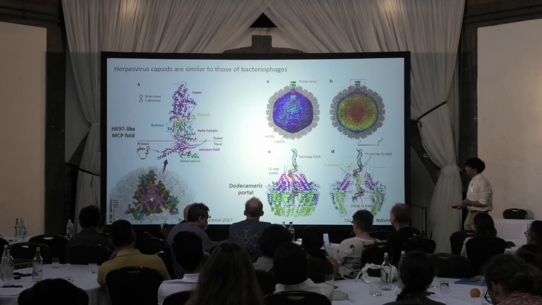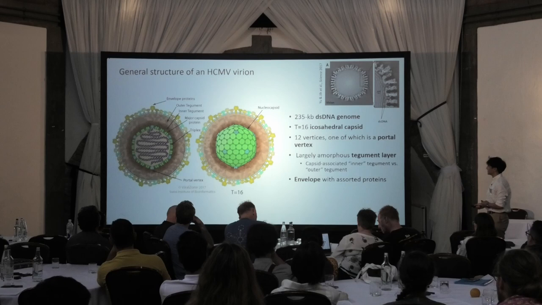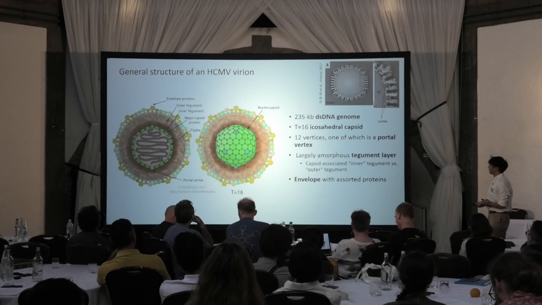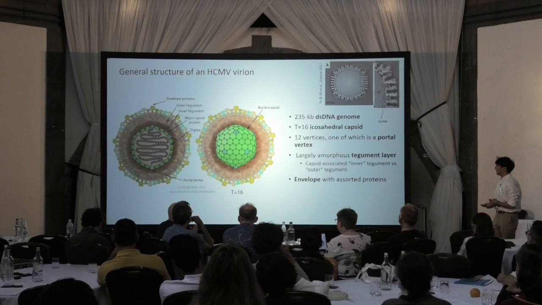So HCMV has a 235 kilobase double-stranded DNA genome, which is by far the largest in the herpes viruses, and a T equals 16 icosahedral capsid, which has 12 vertices, one of which is a portal vertex, that is surrounded by this largely amorphous tegument layer, which has historically been loosely demarcated into an inner tegument and an outer tegument. And then surrounding all of that is this envelope with assorted proteins.